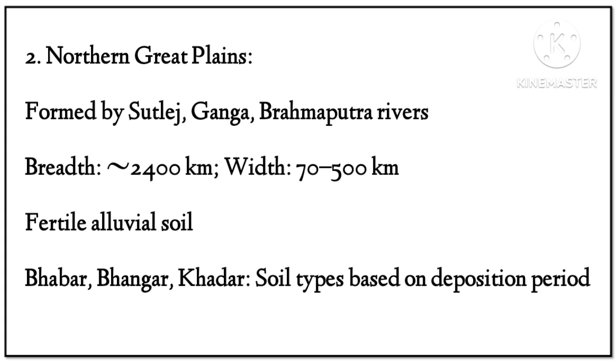Northern Great Plains, formed by the Satluj, Ganga and Brahmaputra rivers. Length 2,400 kilometers, width 70 to 500 kilometers. Fertile alluvial soil, with Bhabar, Bhangar and Khadar soil types based on deposition spread.